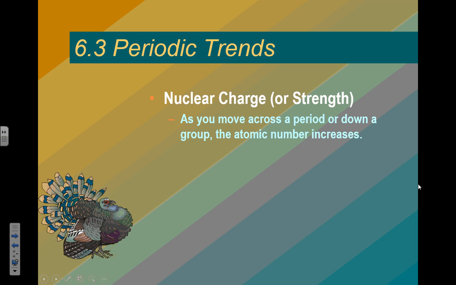And as you move across a period or when you go down a group, our atomic number is increasing. And remember, the atomic number is the number of protons in the nucleus. So as we're going across and down, our nucleus is getting more and more protons in it.